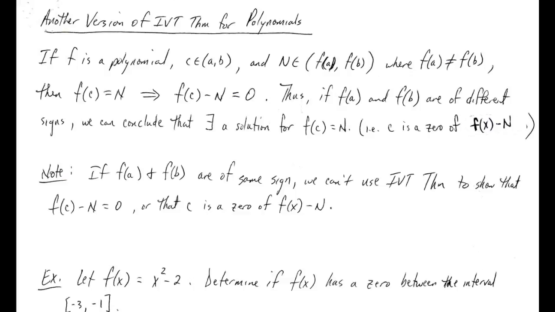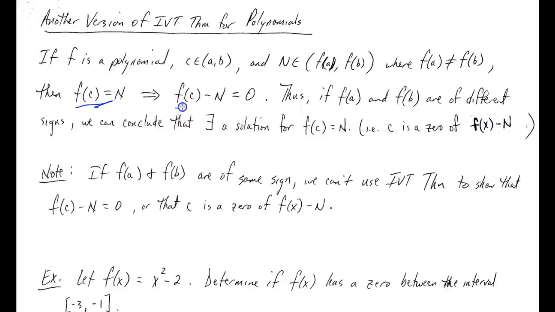So this one starts off by saying if f is a polynomial and c is an x value strictly in between the x values a and b, and n is strictly in between the y values f of a and f of b, where f of a and f of b aren't the same, then we know that we have a guaranteed solution, f of c is equal to n.